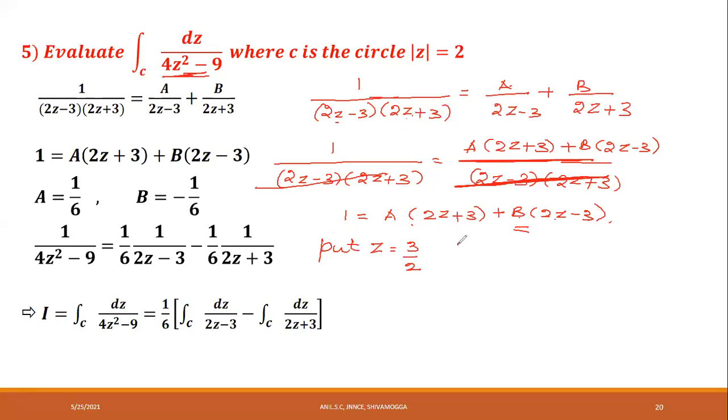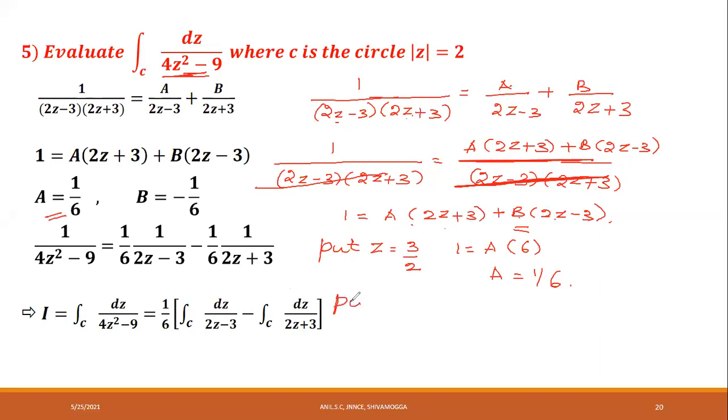Then a exists. This is equal to 1 is equal to a into 2 into 3 by 2 is 3, 3 plus 3 is 6. Therefore, a is equal to 1 by 6. One of the two required constants: a is equal to 1 by 6.